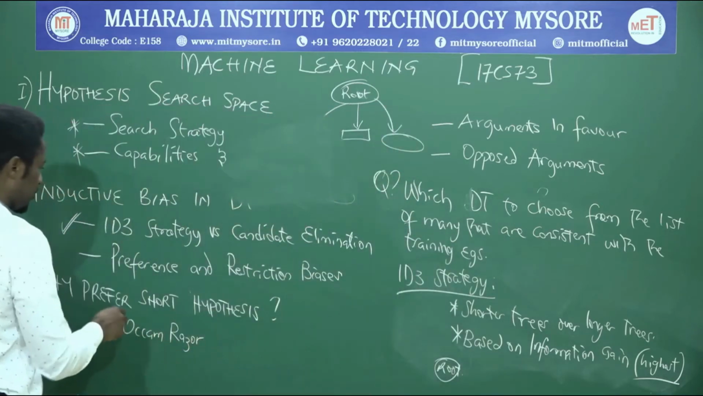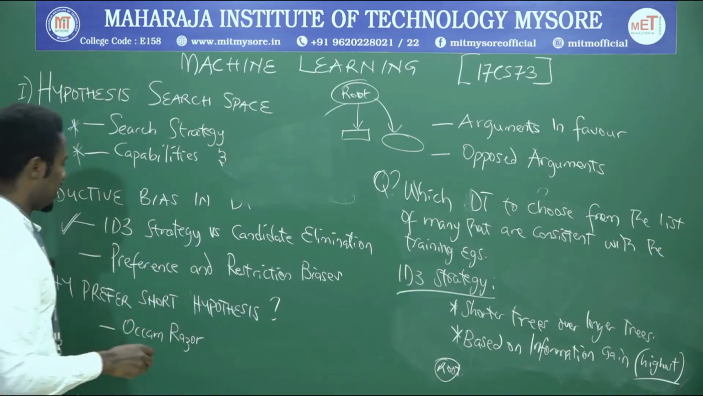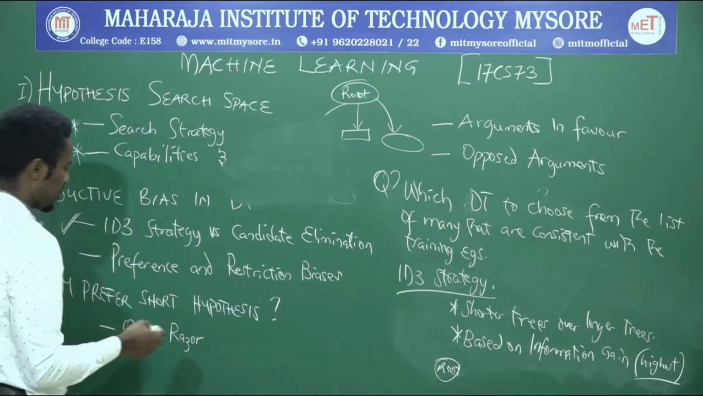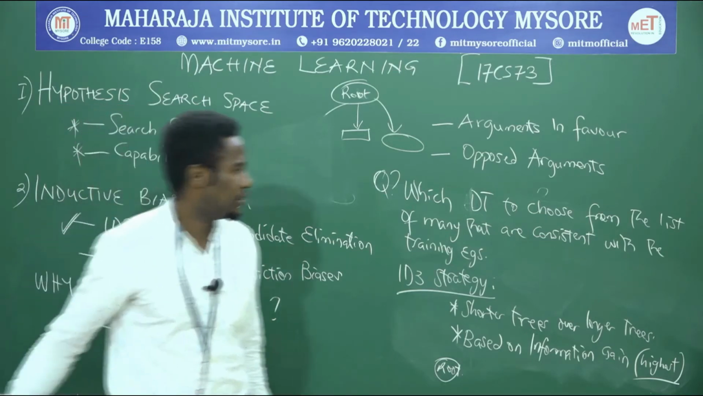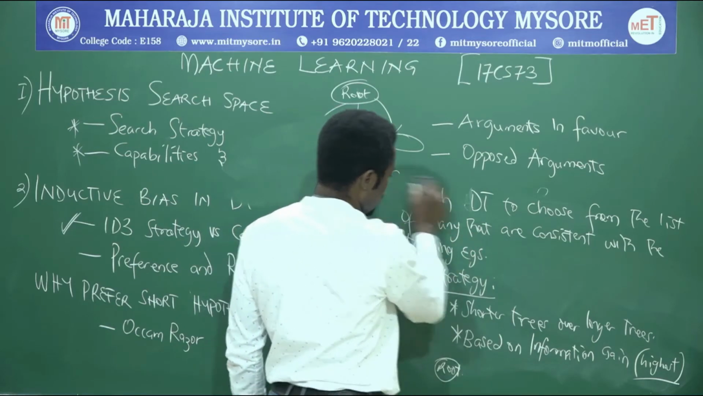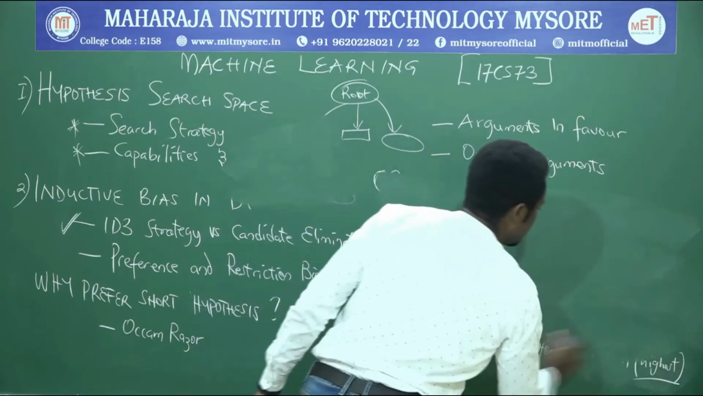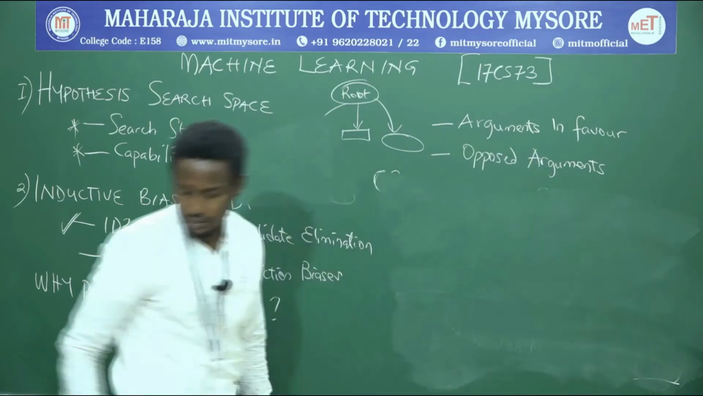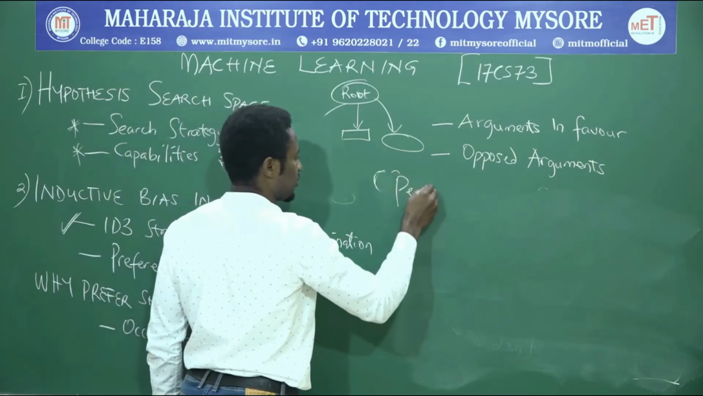So when you look at this, the preference bias says that take shorter ones over longer ones. What ones am I talking about now? You think we are talking about ones and zeros, huh? Okay. So we are talking about what? Shorter hypotheses over longer hypotheses. So that's what this is talking about. So in preference, shorter.